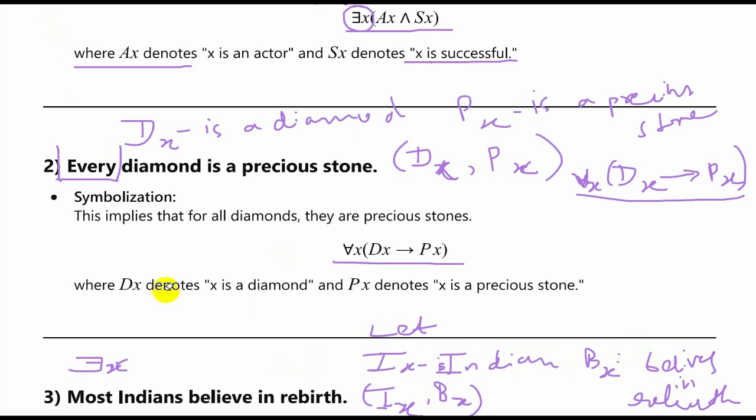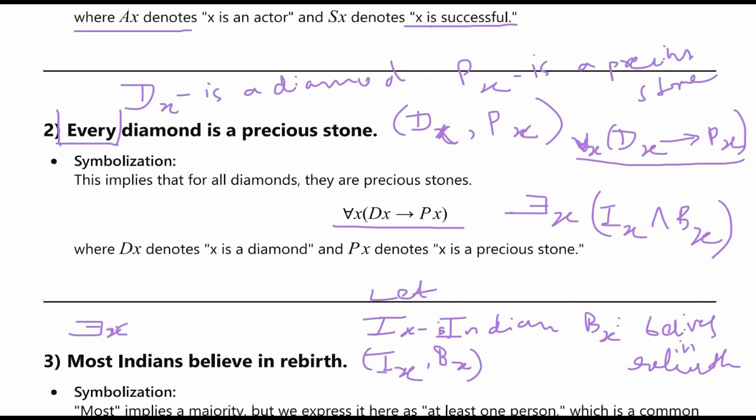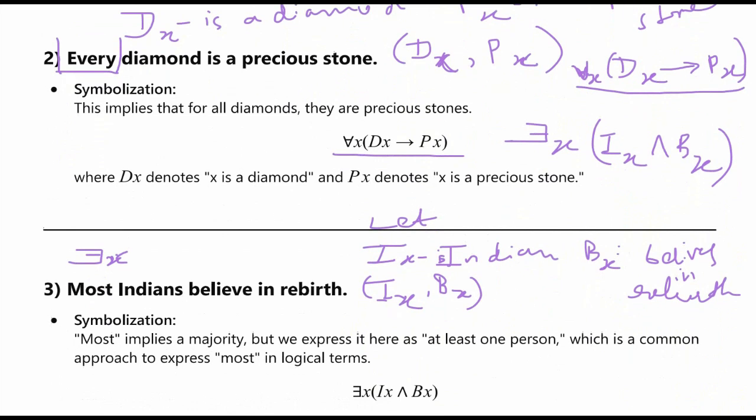Now, how do we symbolize this? Since we know that this is an Ex, whenever we have an existential quantifier, we'll use the conjunction symbol. Ix and Bx. Let's see how correct the answer is. Okay, so this is correct. Ix and Bx.